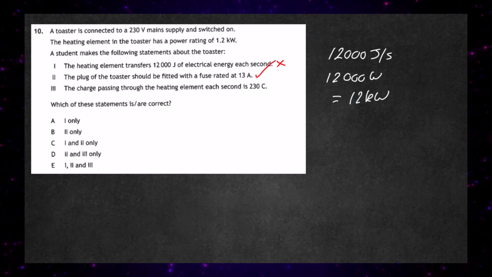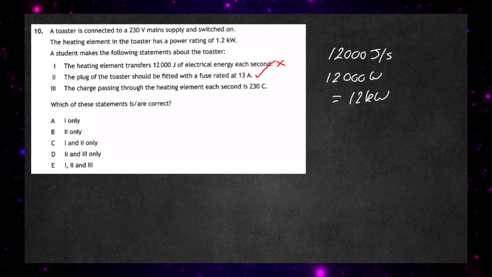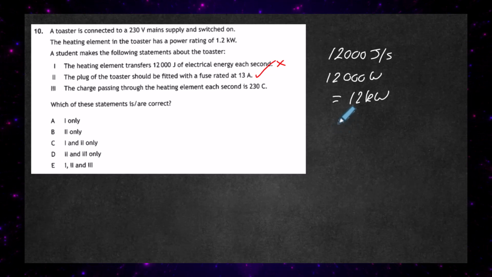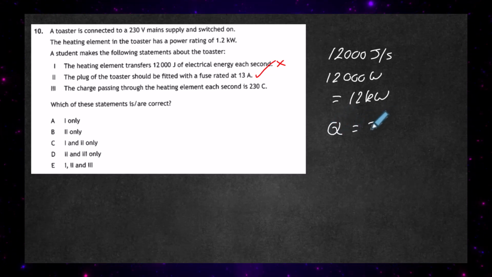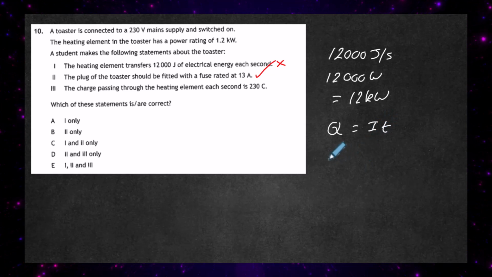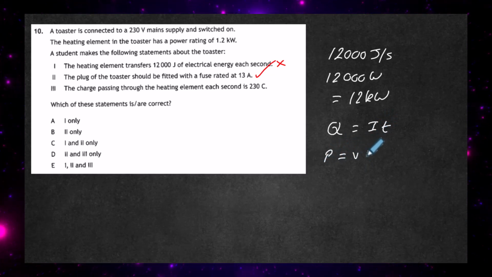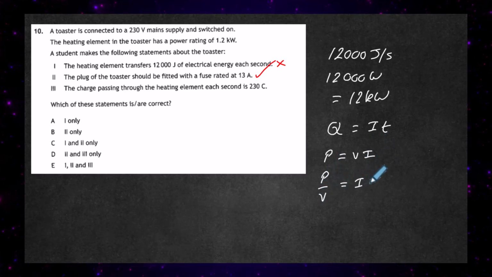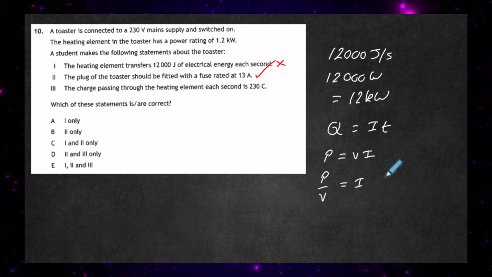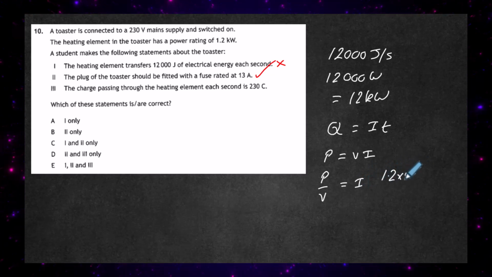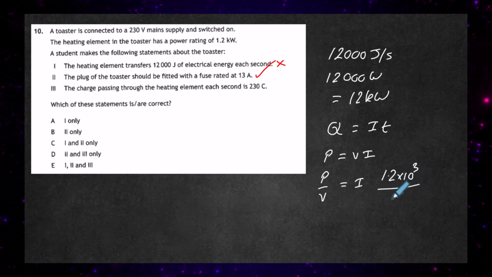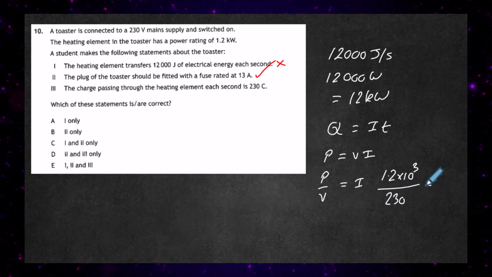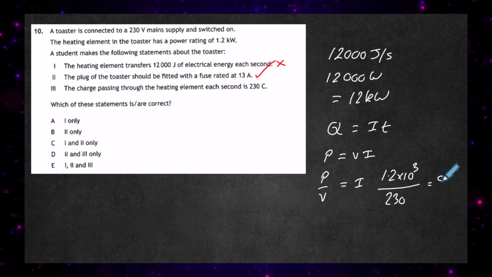Statement 3: the charge passing through the heating element each second is 230 coulombs. A bit of working out for this one. We have to find the current, because Q is equal to I T. We can find the current from the equation P equals V I. Rearranging, power divided by voltage is equal to current. The power is 1.2 kilowatts, 1.2 times 10 to the power 3, divided by the voltage, 230 volts. On the calculator, we end up with a value of 5.2 amps.